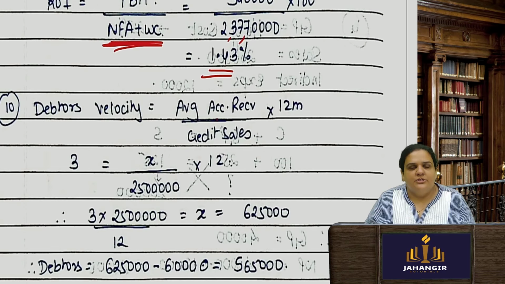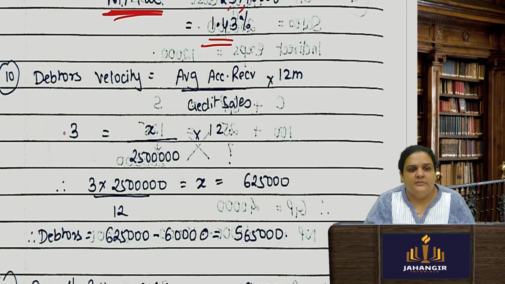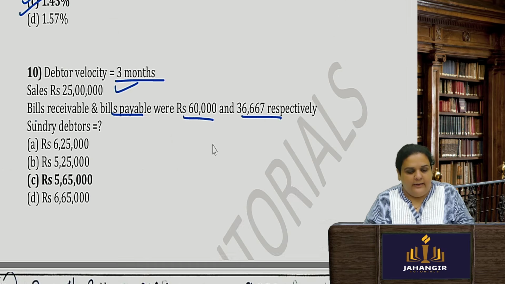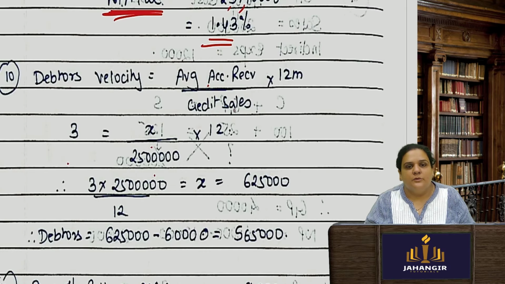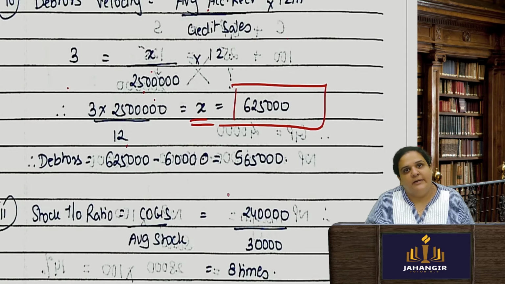Now this average debtors plus bills receivable, I'll say it is the average accounts receivable. So debtors velocity is 3. I don't know this average accounts receivable. Credit sales is given to me as 25 lakhs and I can take months, so it is 12 months. So 3 into 25 lakhs divided by 12 will be X. So I'll get average accounts receivable is 6,25,000.